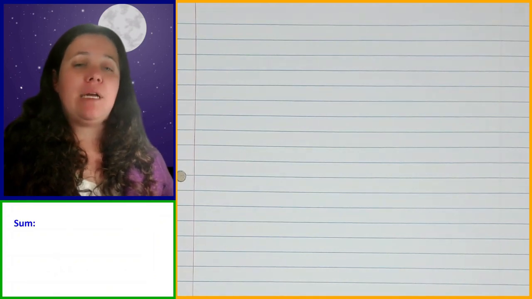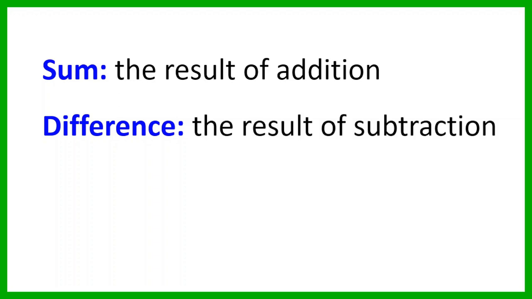The first thing we're going to look at is the term sum. In maths, the term sum means the result of addition. When you add values, we refer to the result, the answer you get, as the sum of those values. The next thing is difference. In maths, the word difference means the result of subtraction. If I want to find the difference between two values, I'm going to take the bigger one minus the smaller one, and that will give me the difference between those two values.